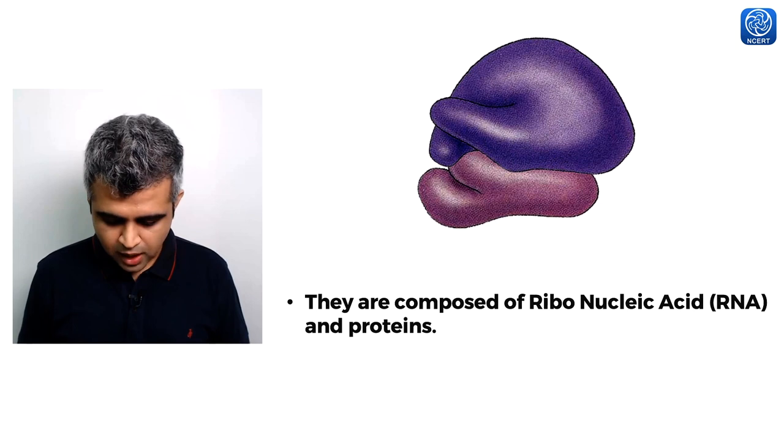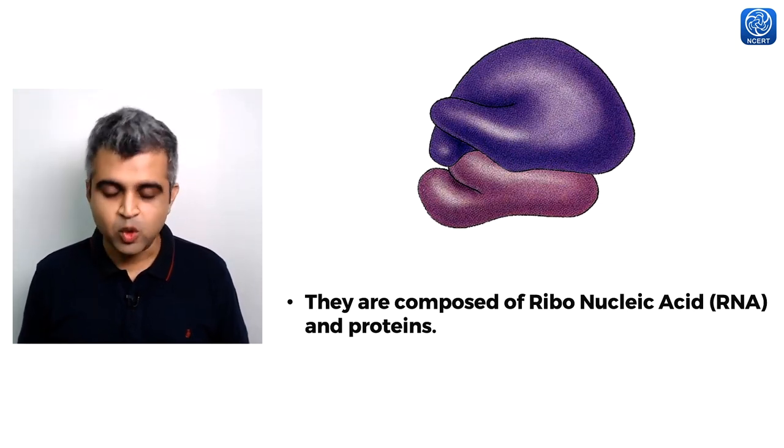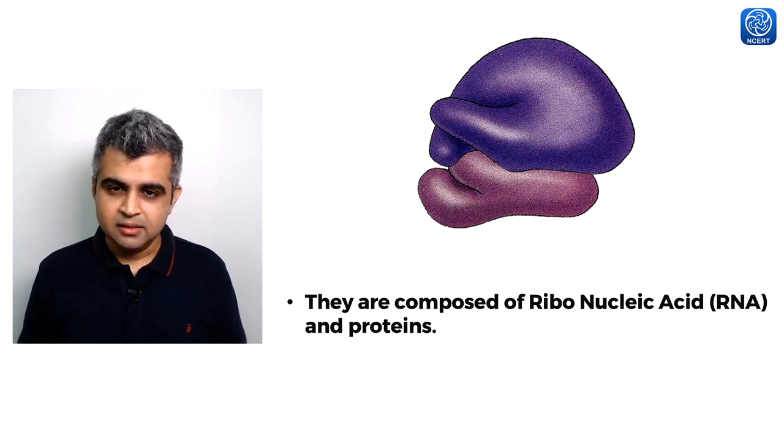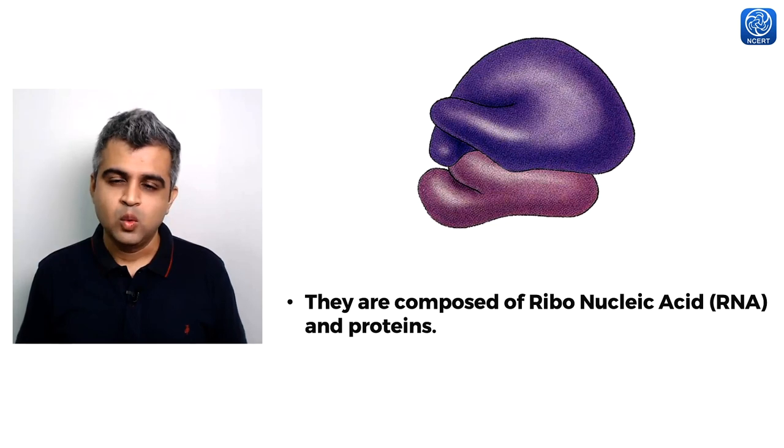Ribosomes are composed of ribonucleic acid, RNA, and proteins. This is why in the very beginning of today's lecture I explained to you that RNA is of three types, and today we need to know the third type of RNA, which is rRNA, ribosomal RNA. So this whole structure that you see here is made up of ribosomal RNA.